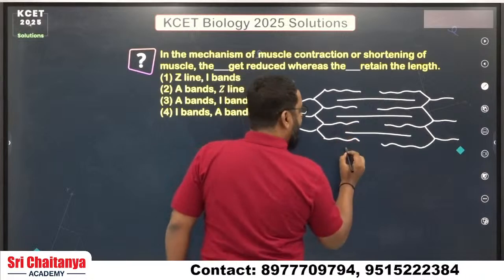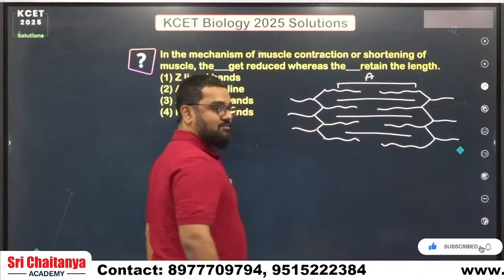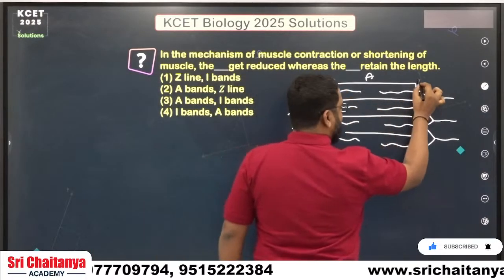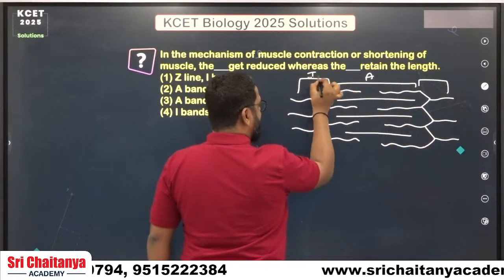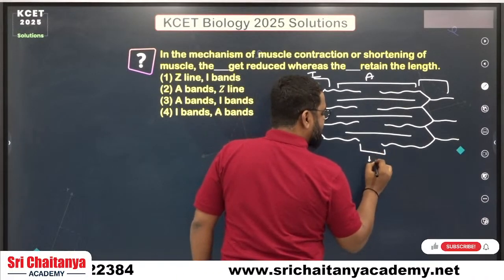So this part of the sarcomere is called as the A band, dark band. Both thin and thick filaments are there. This part of the sarcomere is called as the I band, right? This part of the sarcomere is called as the H zone.